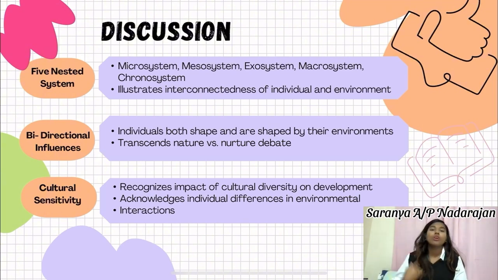Next, I'm going to talk about bidirectional influence. An essential aspect of this theory is the bidirectional nature of these interactions. Individuals are not just passive recipients of environmental influences. They actively interact with and shape their surroundings, creating a dynamic and reciprocal relationship.